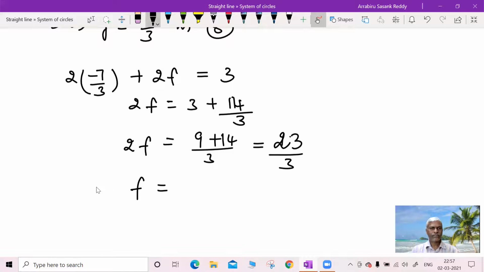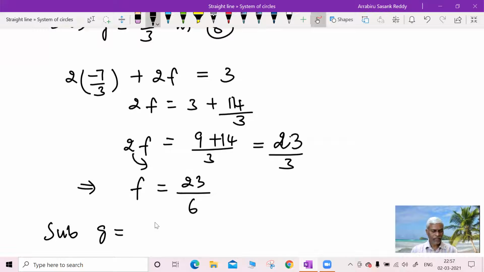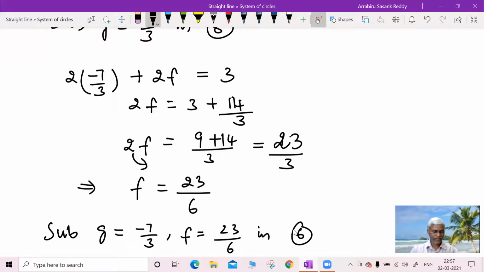So F value is 23 by 2 into 3, 6. And substituting G and F values in equation 6, substituting G value minus 7 by 3 and F value minus 23 by 6 in equation 6.